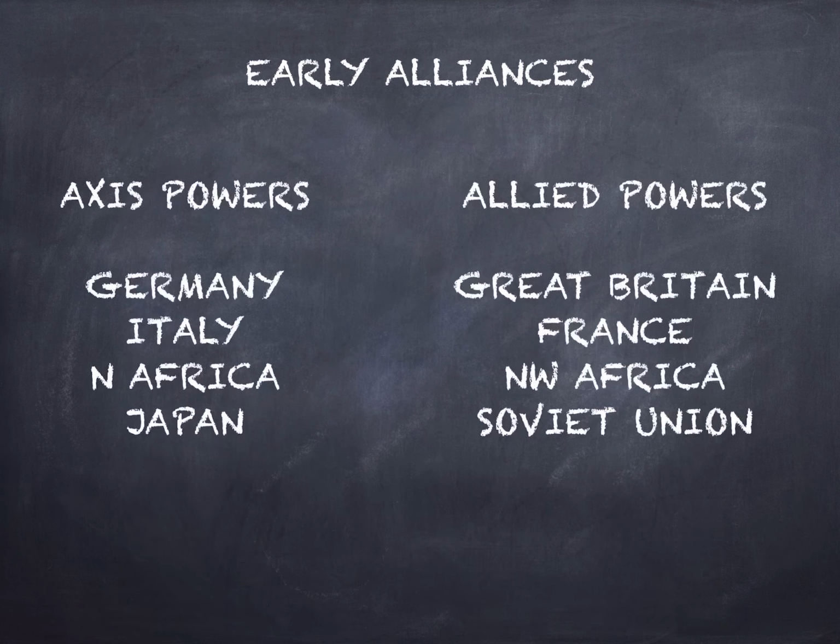Now to finish up, I just want to set up the early alliances for you, okay? So once again, we have our Axis powers. We're going to have Germany, Italy, and Japan. And then North Africa, obviously meaning Libya and so on. The Allied powers at the beginning of this war are Great Britain, France, and Northwest Africa. Morocco was a member of the Allied powers from the start when the fighting just got going. And then the Soviet Union will still be considered an Allied power, even though they are not fighting the Germans and there is no Eastern Front at this time, okay?